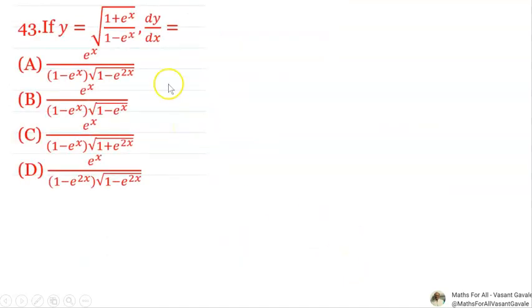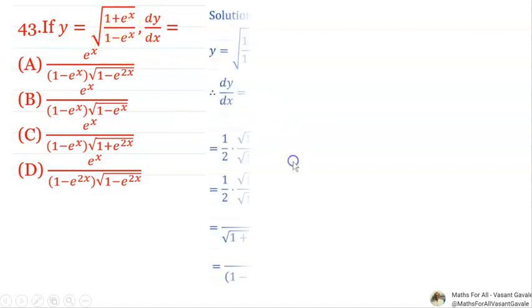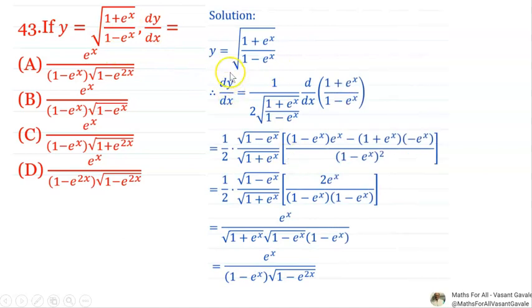Question number 43. If y is equal to square root of (1 plus e raised to x upon 1 minus e raised to x), then find dy by dx. Okay. Now dy by dx is equal to 1 upon 2 times square root of 1 plus x upon 1 minus x into d/dx of 1 plus x upon 1 minus x. इथे quotient rule आपण apply करणार. Okay, 1 minus e raised to x into derivative of 1 plus e raised to x. 1 चा derivative 0, e raised to x, e raised to x.